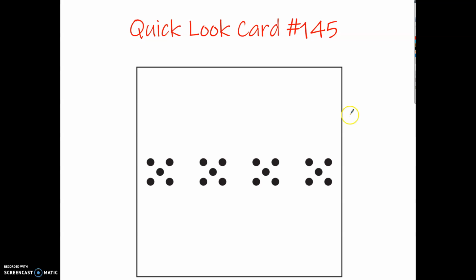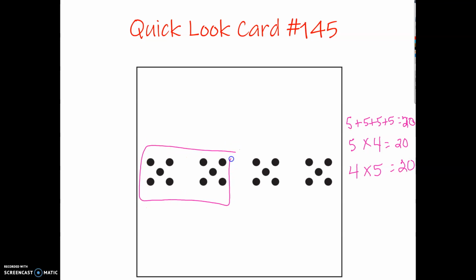Okay, so maybe you came up with 5 plus 5 plus 5 plus 5 equals 20, or possibly 5 times 4 equals 20. Or 4 times 5 equals 20. Sometimes I have had boys and girls say, well, that's 10 and that's 10, so if I group my 5s, I could have 10 plus 10 equals 20.